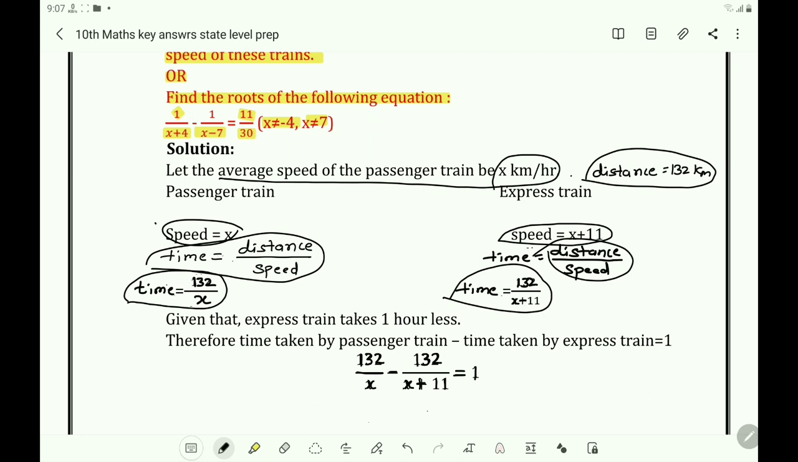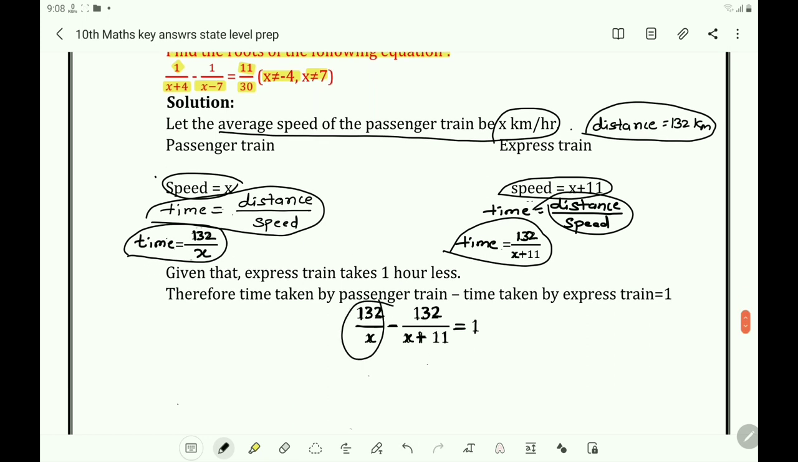It means the difference between the time taken by the passenger train and the time taken by the express train is 1. Here you know that as the speed increases, the time taken decreases. So, which time is more here? 132 by x is more, that is the time taken by the passenger train, and the time taken by the express train is 132 by x plus 11. So how much more is it? 1 hour more. So let us have the relation: 132 by x minus 132 by x plus 11 equals 1. That is, time taken by the passenger train minus time taken by the express train equals how much? 1 hour.